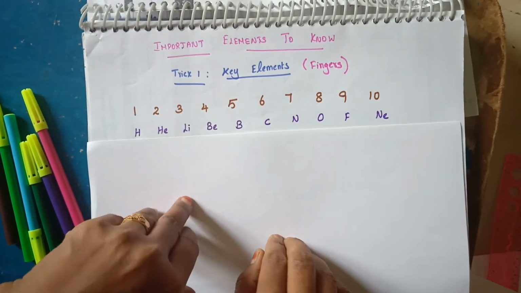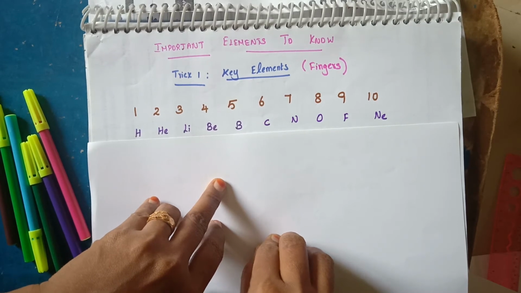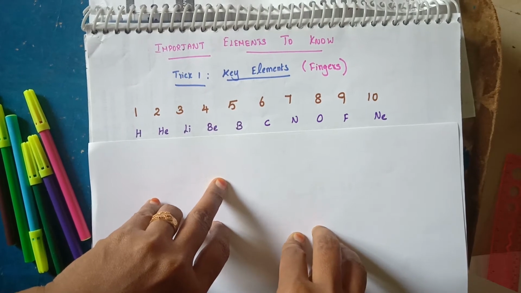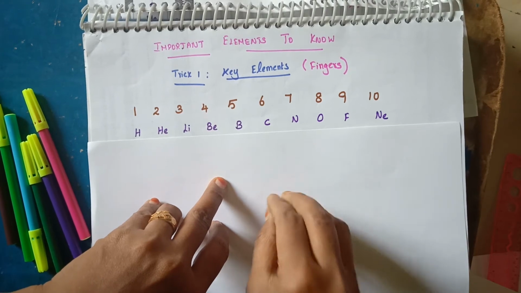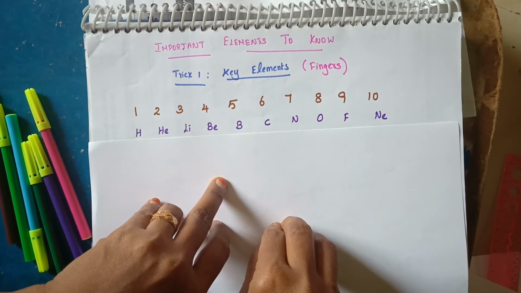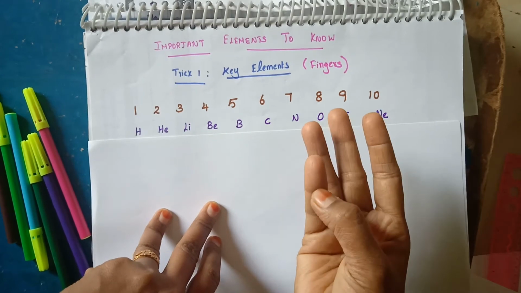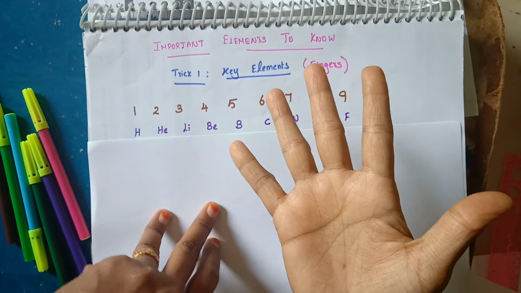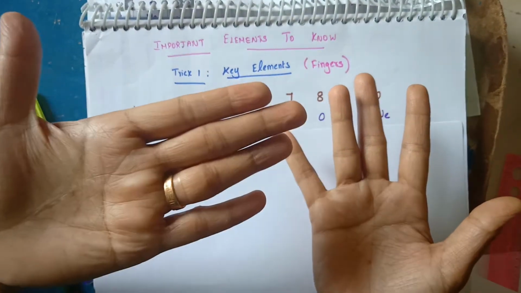I have already told you that at least you should know elements 1 to 20. If you memorize 1 to 20, you can go for 21 to 30. These 30 elements are enough to go on studying chemistry further in your 11th and 12th grade. See here, first the first 10 elements: hydrogen, helium, lithium, beryllium, boron, carbon, nitrogen, oxygen, fluorine, neon.